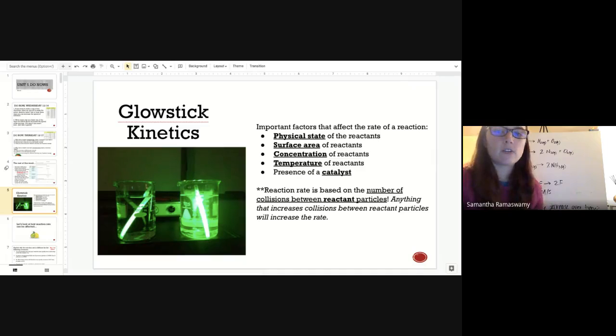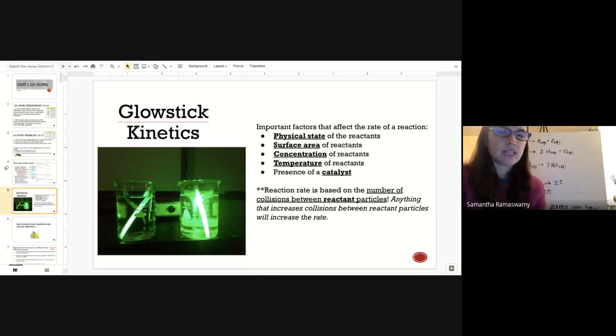So the physical state of the reactants will affect the rate. Homogeneous mixtures tend to react faster than heterogeneous mixtures. As we think about what affects the rate, the reaction rate is always based on the number of collisions between reactant particles, because a reaction has to be between the reactants. So anything that increases the collisions between reactants will increase the rate.